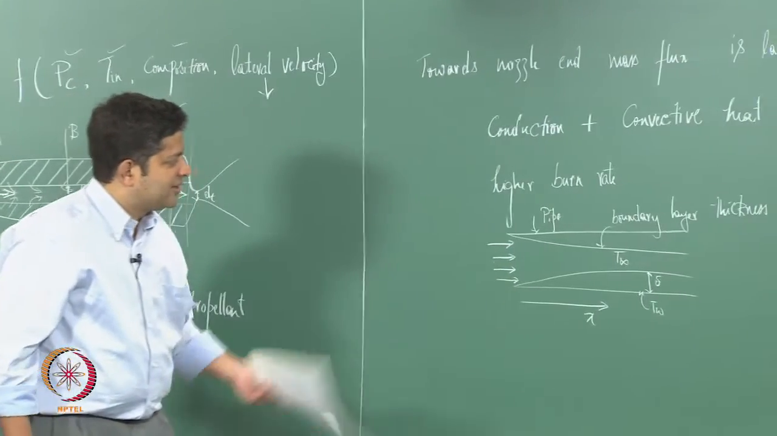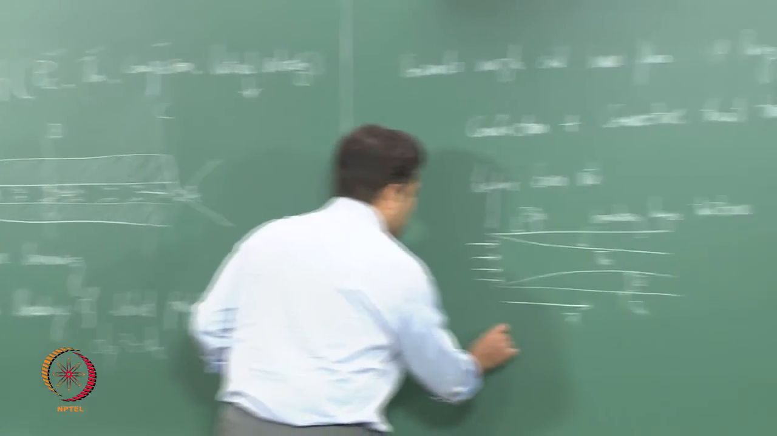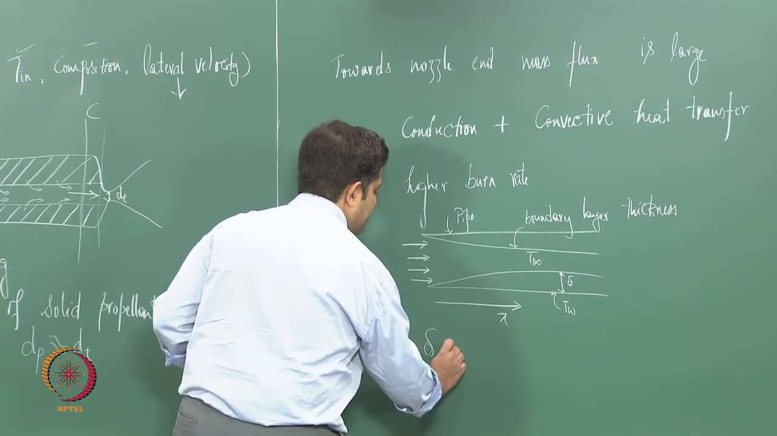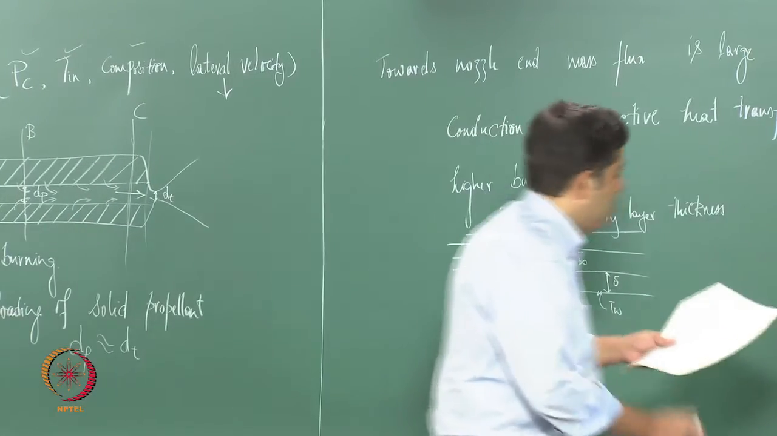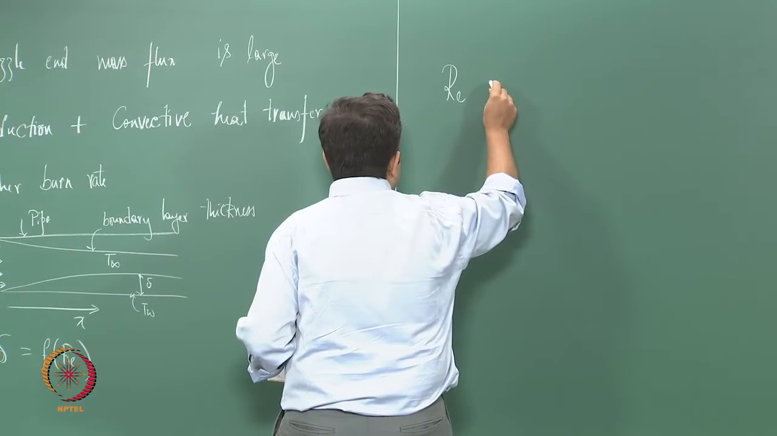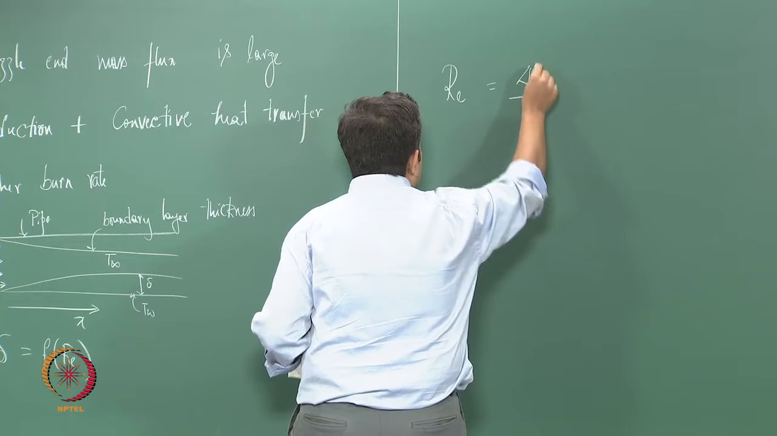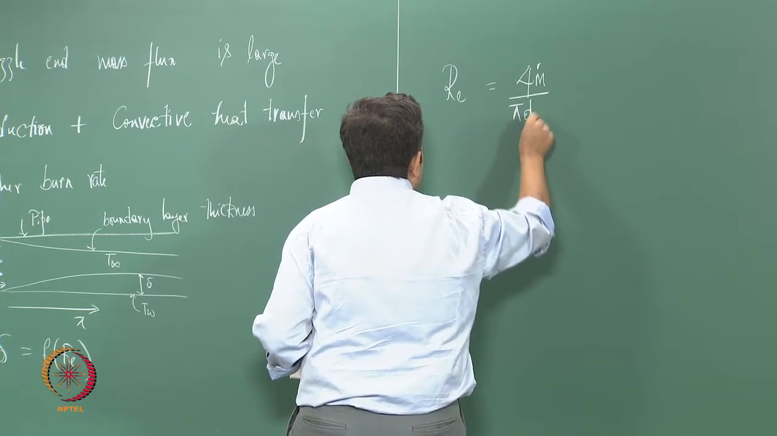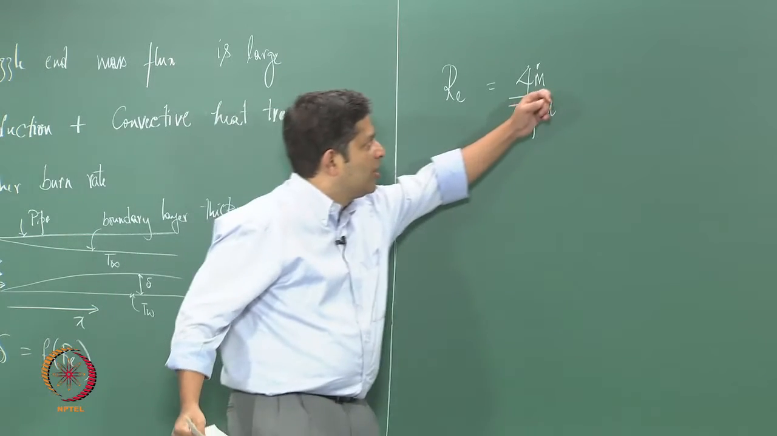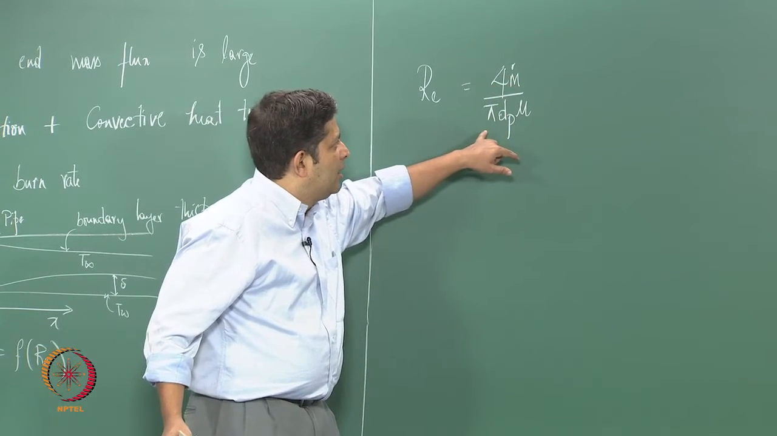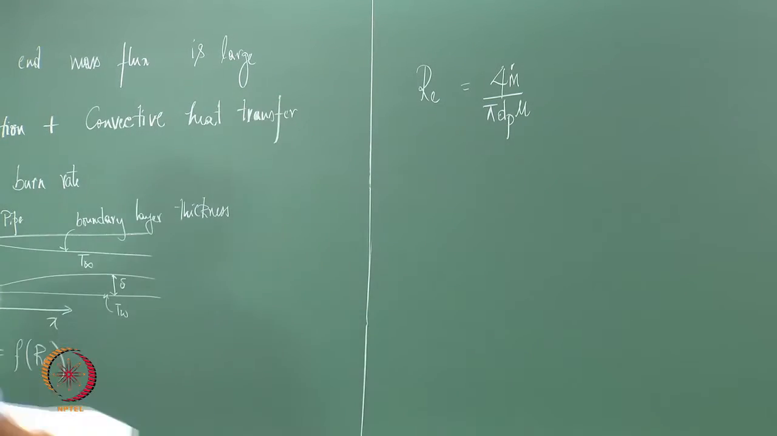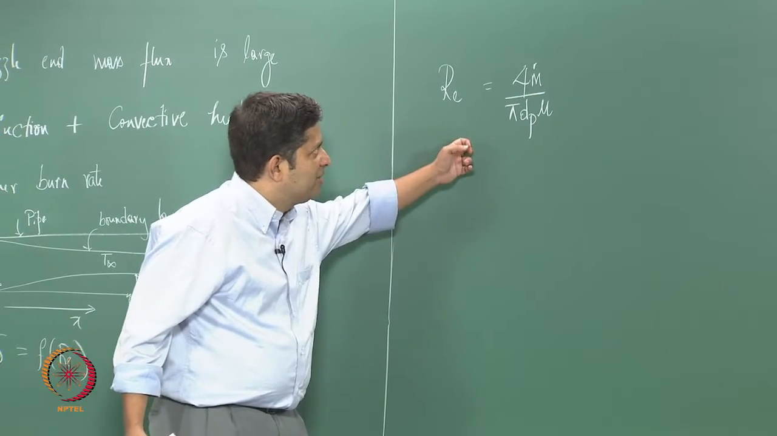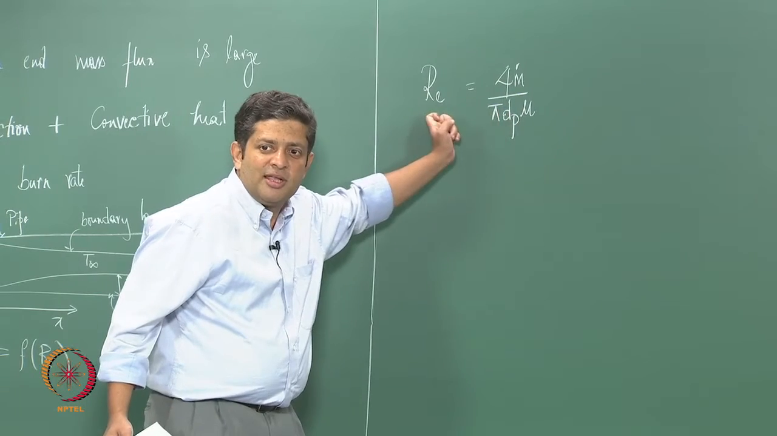Now, this boundary layer thickness delta is a function of Reynolds number. And if you look at what Reynolds number is, we can write it as 4 m dot by pi dp mu, where m dot is the local mass flow rate, dp is the port diameter, and mu is the coefficient of viscosity. So, as you see, when more mass gets added, the Reynolds number will increase.